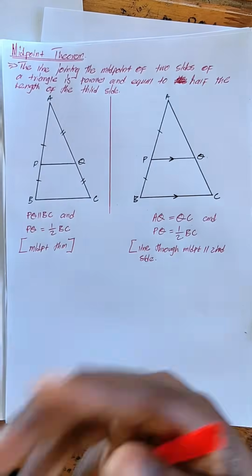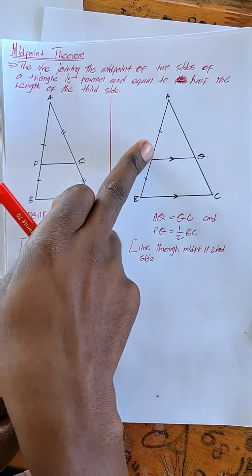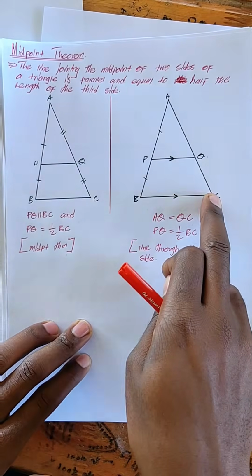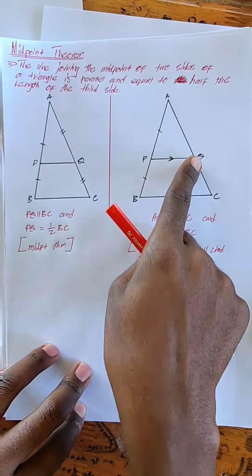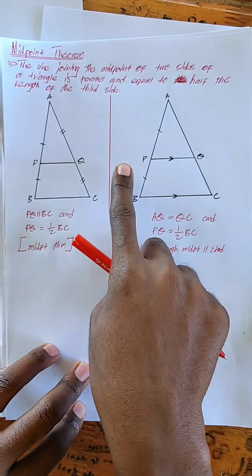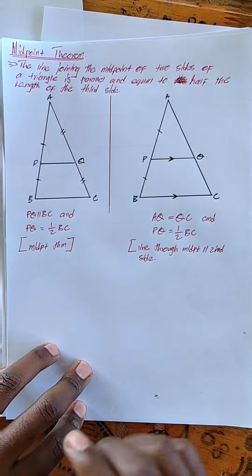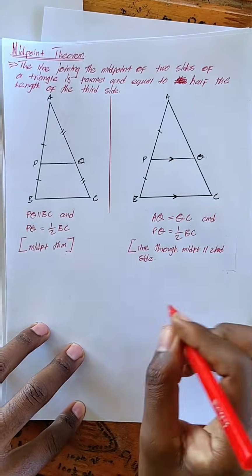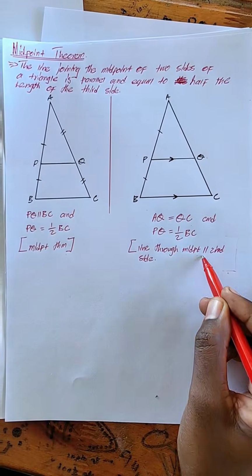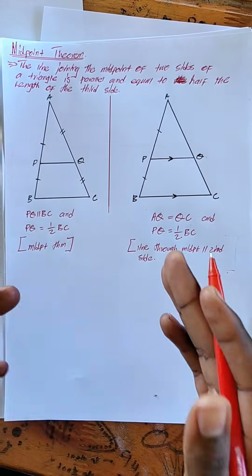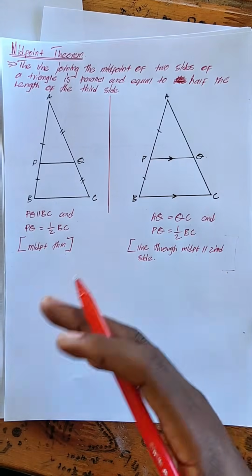So this is almost the same, but in this case, we are given that this one equals this one and this one is parallel to this one. The conclusion we can draw is that AQ equals QC, and also that PQ equals half the length of BC. The reason for this will be: line through midpoint parallel to the second side.